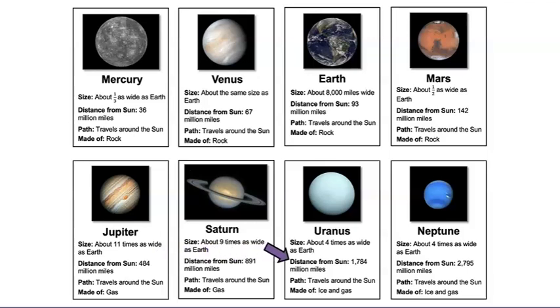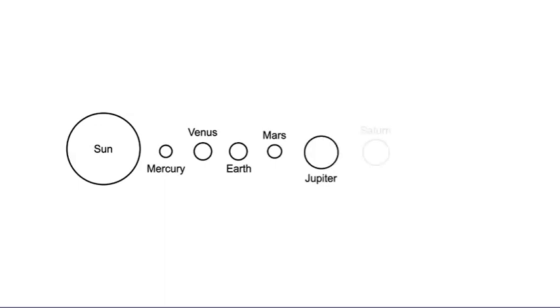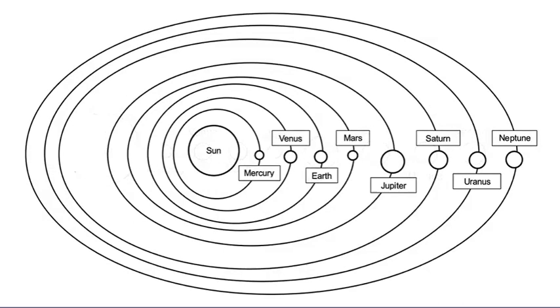Uranus. Uranus is 1,784 million miles away from the Sun. And last, Neptune is 2,795 million miles away. Great work putting all the planets in order, but now we need to add them to our space view model. Let's draw and label each planet in order. Mercury, Venus, Earth, Mars, Jupiter, Saturn, Uranus, Neptune. Next, let's add lines to show that each planet orbits the Sun.